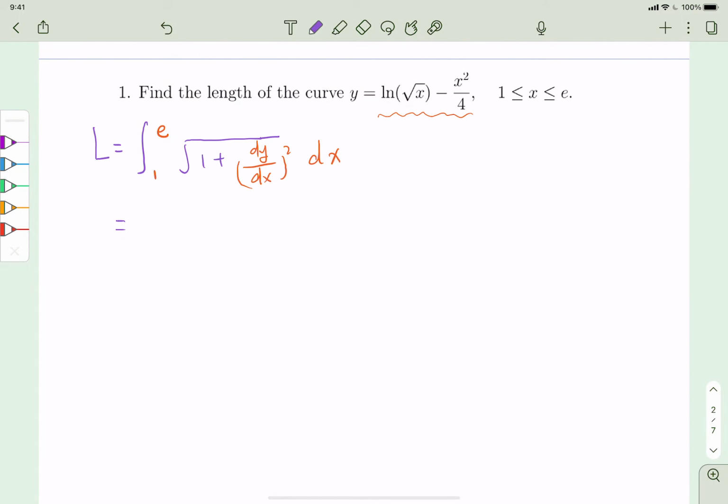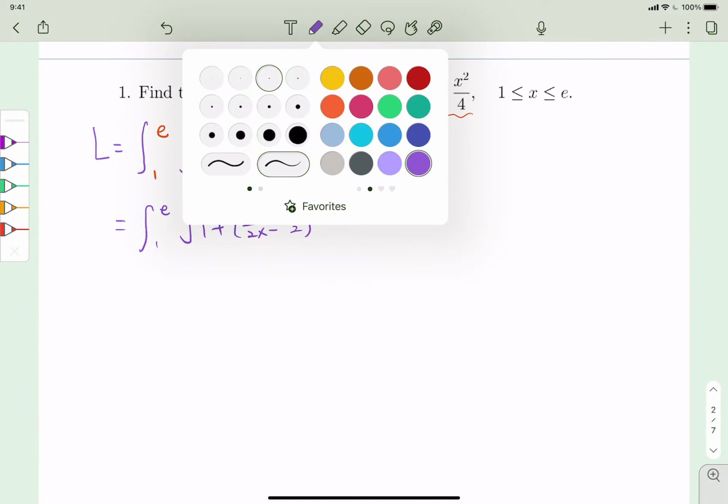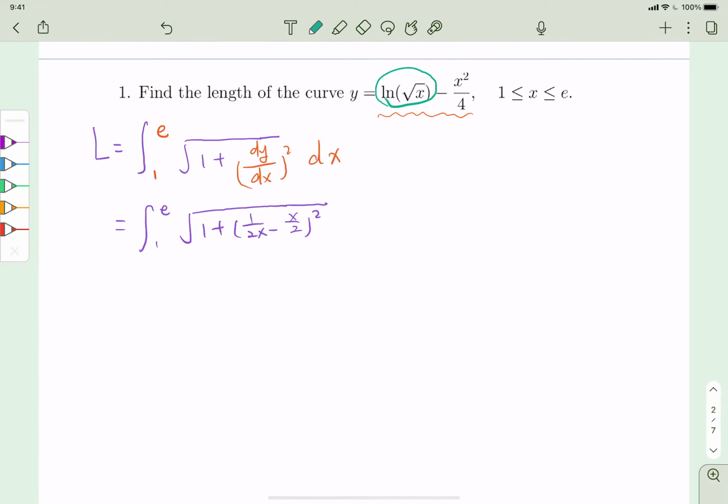And after this, we plug in. So plug in this thing, 1 plus the derivative of this, which is 1 over 2x plus x over 2, squared. And I use the chain rule in here for this part. Right? Chain rule is used. dx.